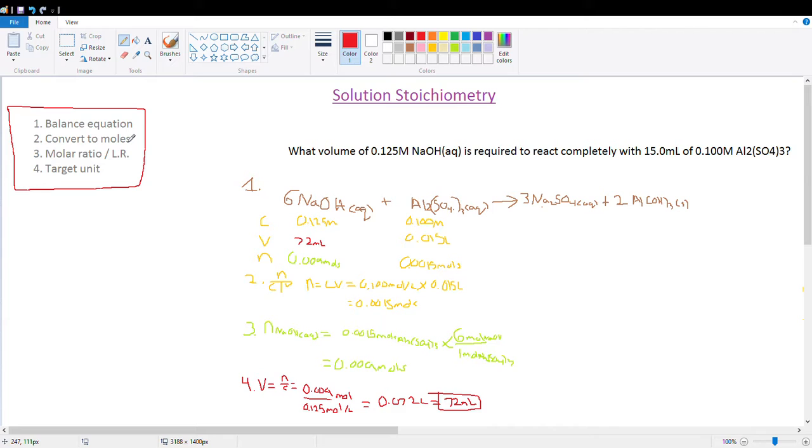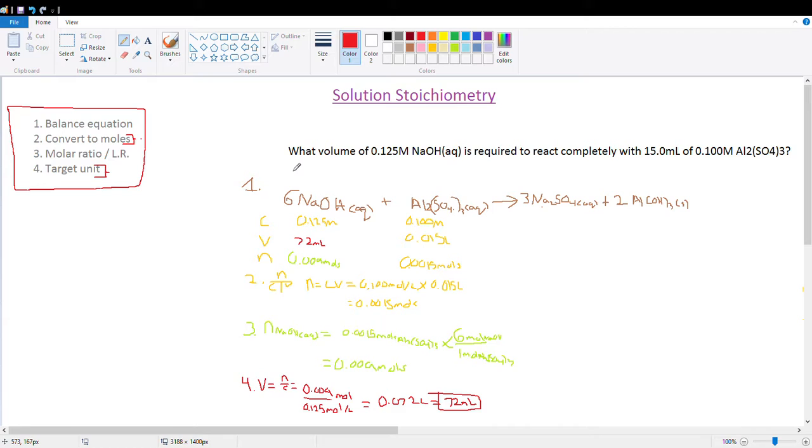Where solution stoichiometry differs is in this step and in this step, where instead of having masses or grams, you'll have liquids in milliliters or liters, or you can have concentrations or anything. So to start off, we're going to do two practice questions. And here's the first one.